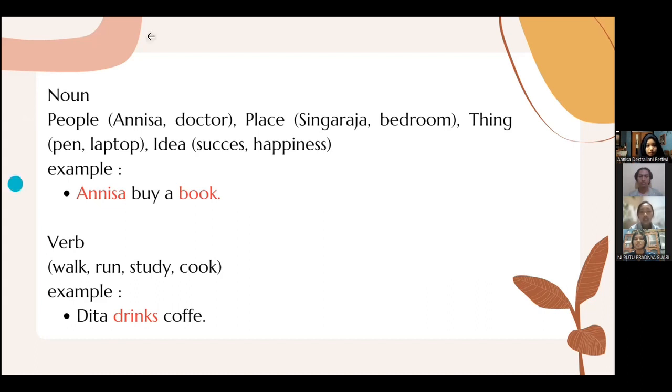Number 2 is verb. A verb is a word that describes an action or state of being. Examples are walk, run, study, cook. So an example sentence is "Dita drinks coffee." The word drinks is a verb. Next slide, please.